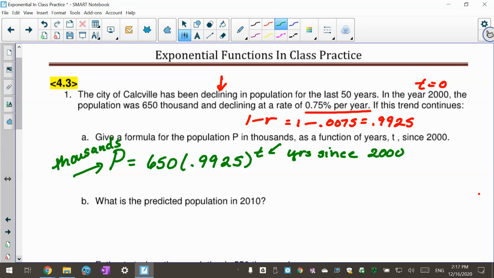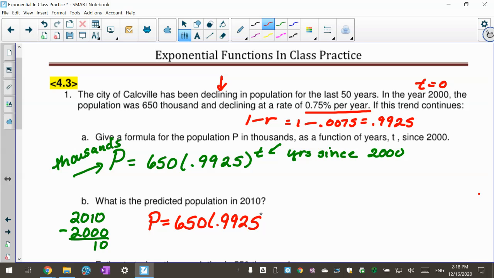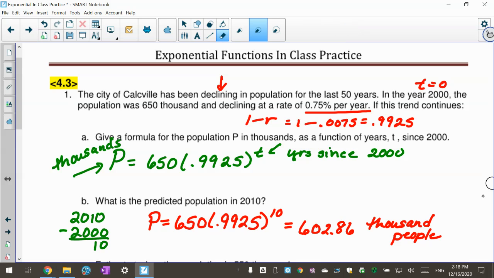What is the predicted population in 2010? Well, that's easy. Now I have to show 2010 minus 2000, so we're actually going to plug a 10 into our equation. So when I do that, I get P equals 650 times 0.9925 raised to the 10th power. And when I do, this is what I get, 602.86 thousand people. You can leave it just like this. You don't have to move your decimal place and actually show it to me using thousands. This is perfectly fine with me.